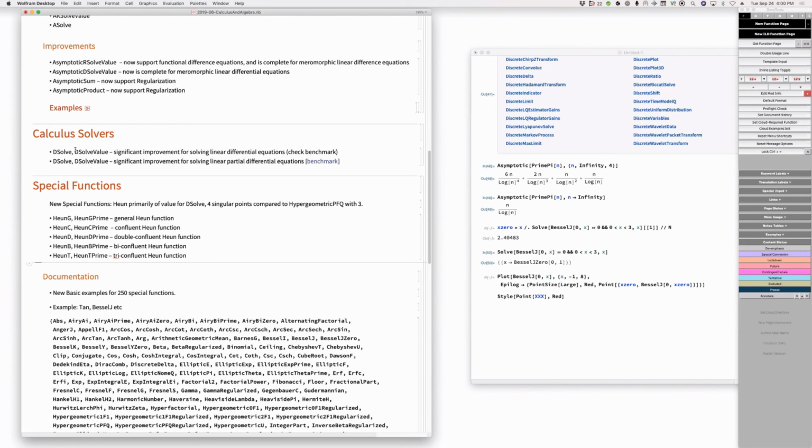Okay. But solve value is the thing you're going to work on, right? DSolveValue exists. No, I understand. Solve value is not in this review. I understand that. Yes. Okay. All right. Sounds good.